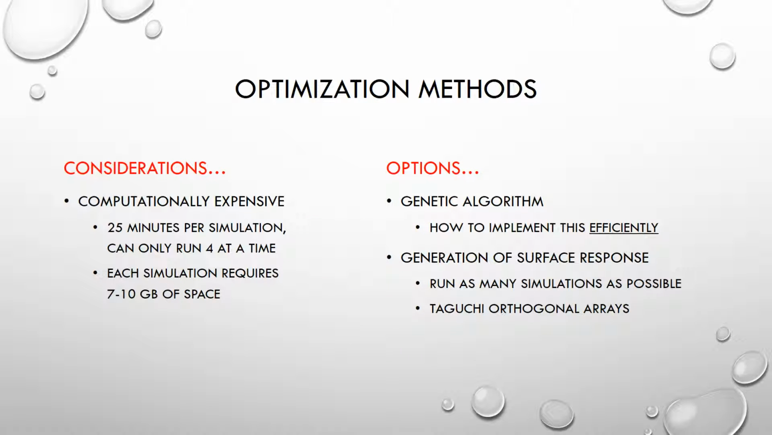So, some considerations to optimize this. It's very computationally expensive. Each simulation takes about 25 minutes, and on my lab computer, I can only run 4 simulations at a time. Unfortunately, the campus computers in the computer labs aren't powerful enough to run this simulation. A couple options I could consider are using a genetic algorithm, but I don't think there would be a very efficient way to implement that. So I'm planning to just run as many simulations as possible in the next couple weeks and generate a surface response across the largest design space that I can manage.